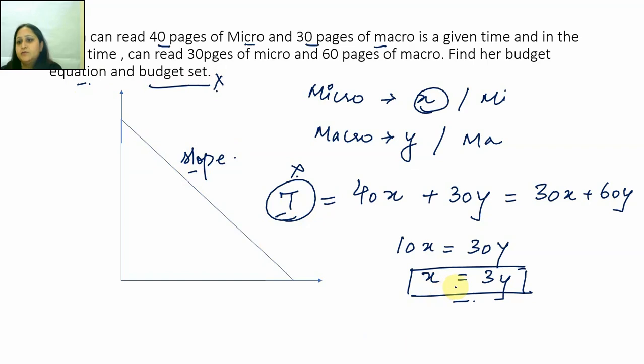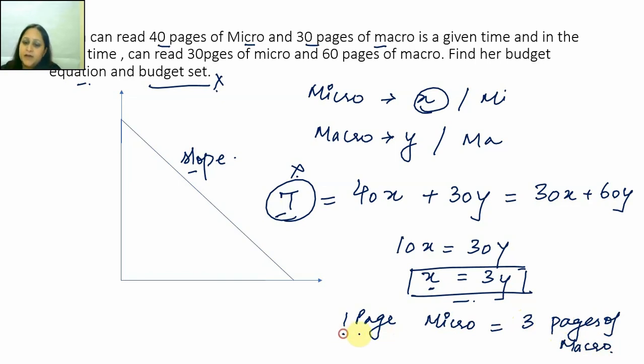What do we know? We know that the amount of time it takes to read one page of micro is the same as the amount of time it takes to read 3 pages of macro. So we have found the trade-off. The time it takes to read one page of micro is the same as the time it takes to read 3 pages of macro. This is my trade-off that I can find out, and that's it. Beyond this we cannot find out further information.